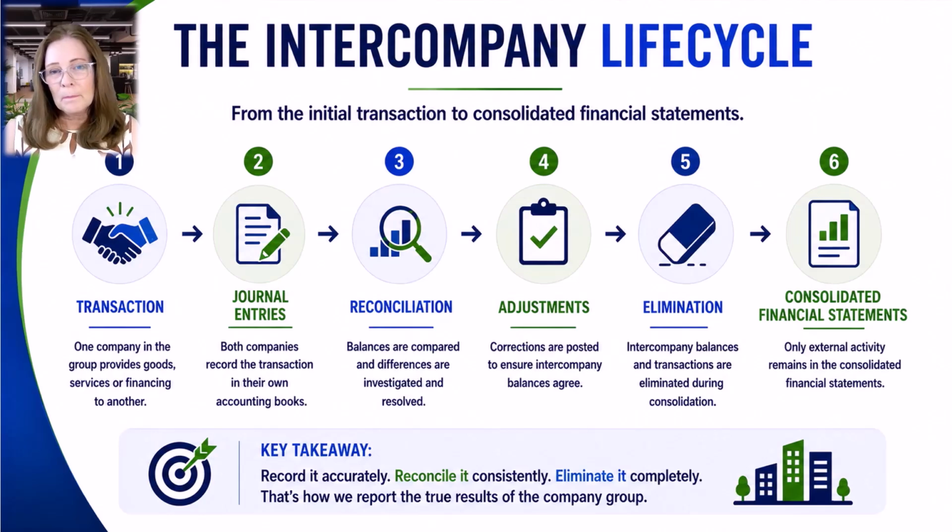Let's summarize the complete intercompany life cycle. First, an intercompany transaction occurs. Second, both companies record their journal entries. Third, the balances are reconciled. Fourth, any necessary corrections are posted. Fifth, elimination entries remove the internal activity. And finally, the consolidated financial statements are prepared using only the transactions with outside parties. The key takeaway is simple: record it accurately, reconcile it consistently, and eliminate it completely. And that's how companies ensure accurate consolidated financial reporting.